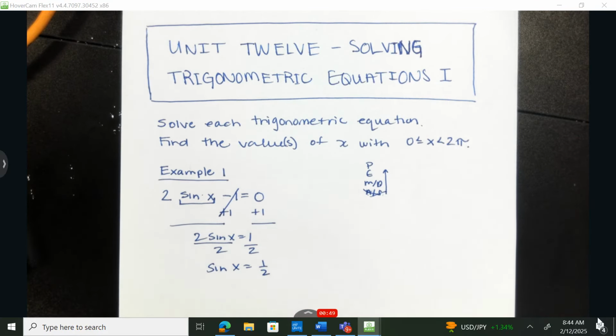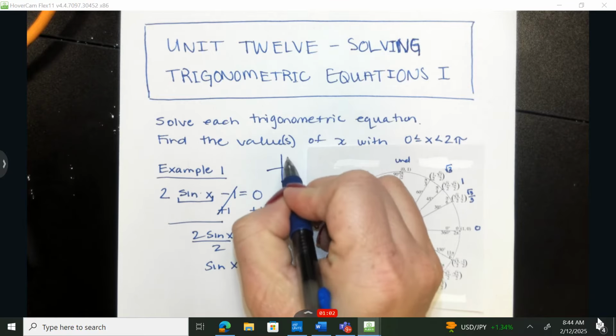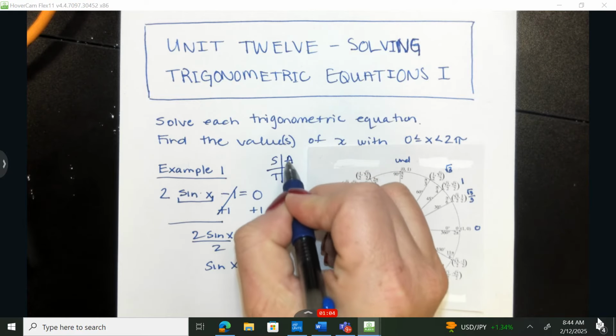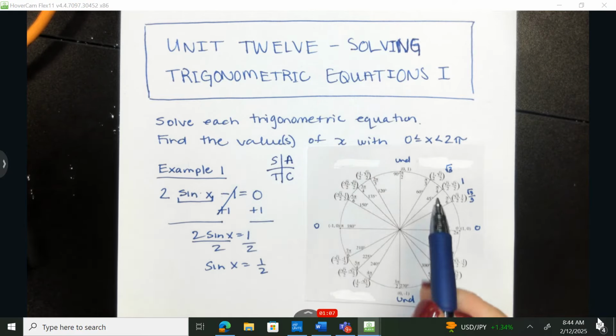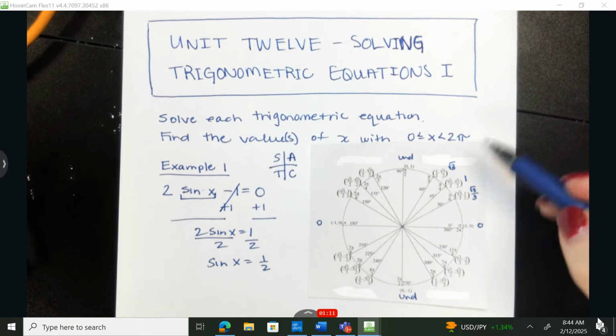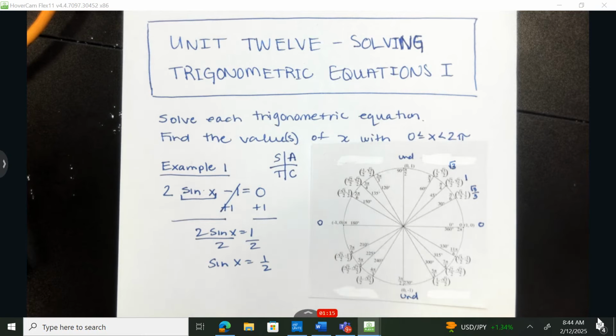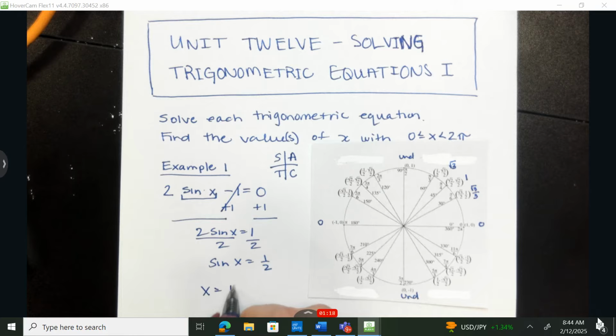And now I'm going to grab that unit circle and I want to ask myself, where is the sine value equal to positive 1/2? I know sines are positive in quadrants 1 and 2. If you need a quick reminder, remember all-star trig class. All things are positive and sines are positive in quadrants 1 and 2. Sine, being the second value, is positive at pi over 6 and at 5 pi over 6. So x is equal to pi over 6 and 5 pi over 6.